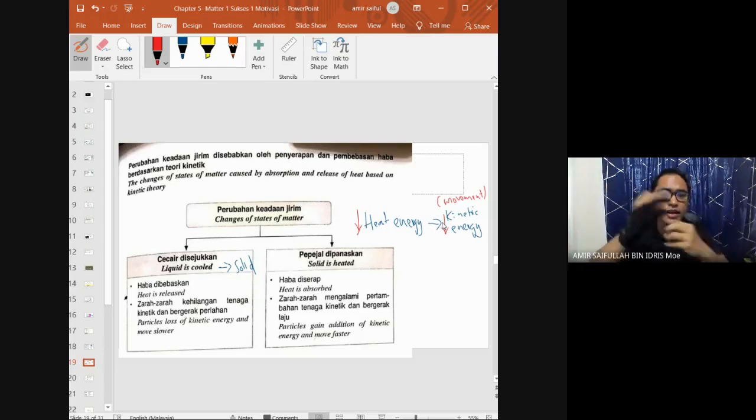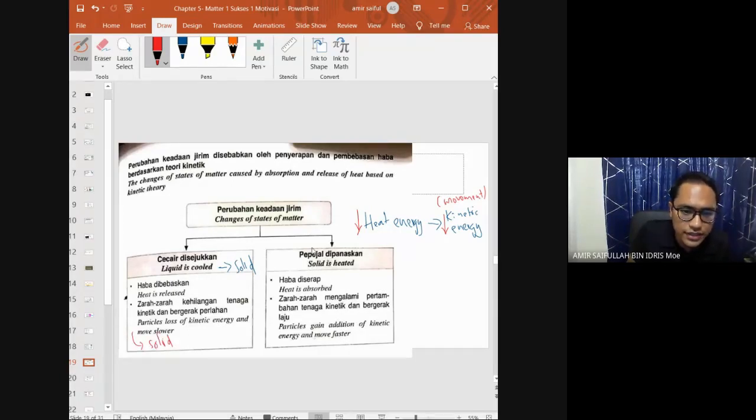So they will become close to each other. When heat energy increases, kinetic energy will also increase, so they can move. They will change into liquid, or they will change into gas. But when you cool them, the heat energy will be reduced, and the kinetic energy will also be reduced, so there is not much movement energy, so the particles will be close to each other. So that's why it becomes a solid. So particles lose kinetic energy and move slower, thus becoming a solid.